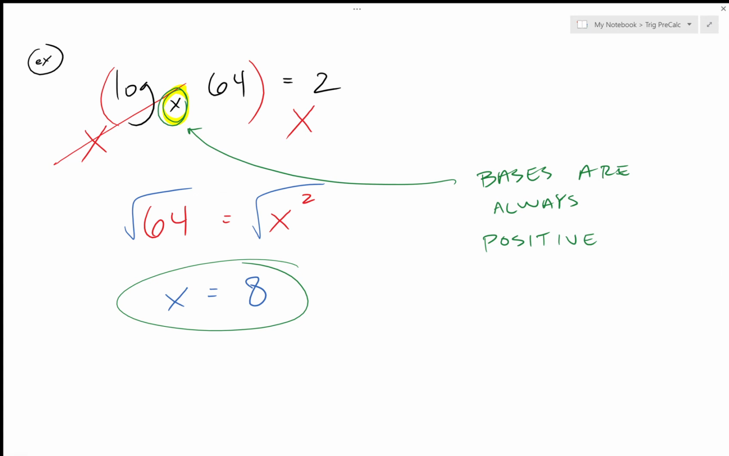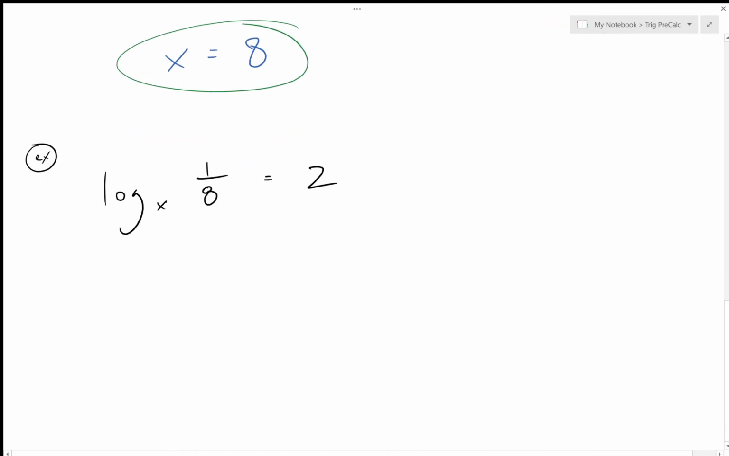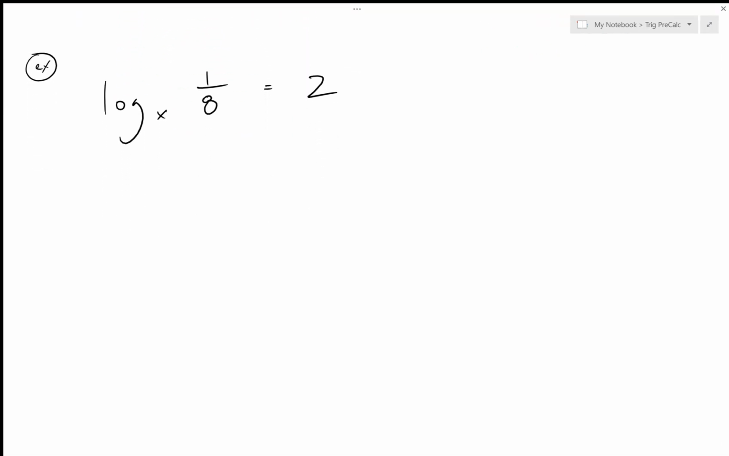Let's see if I can pull up another example of this. These move pretty quickly once we get past that first step. Let's take log base x of 1 over 8 equals 2. We could raise this whole thing to the base, which is x, or we can do down and diagonal. I'll go down and diagonal this time. So x comes down, the 2 comes over and becomes the exponent, and then the 1/8 goes to the other side.